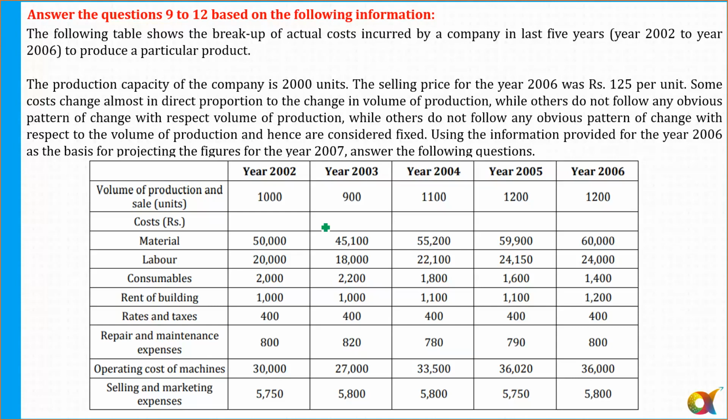Okay, to produce a particular product, the production capacity of the company is 2000 units. It says the selling price for the year 2006 will be 125 here. And the production capacity of each of them is equal to 2000 units. So the production capacity of the company is 2000.